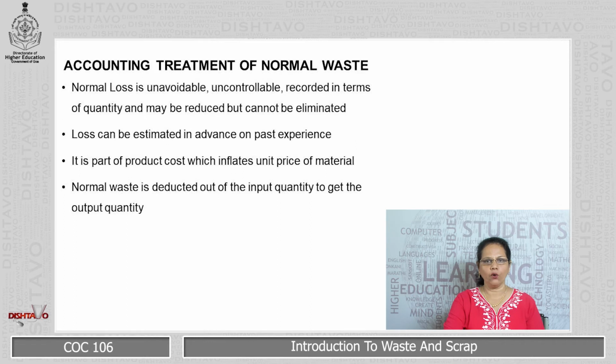Next, we have the accounting treatment of normal waste. Normal loss is unavoidable, uncontrollable, recorded in terms of quantity, and may be reduced but cannot be eliminated. Loss can be estimated in advance on past experience. Normal loss is a part of product cost which inflates unit price of material. Normal waste is deducted out of the input quantity to get the output quantity.